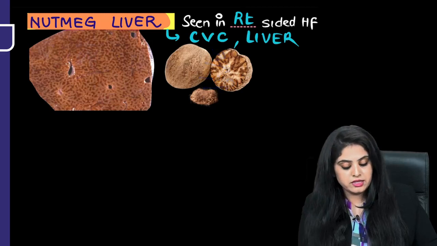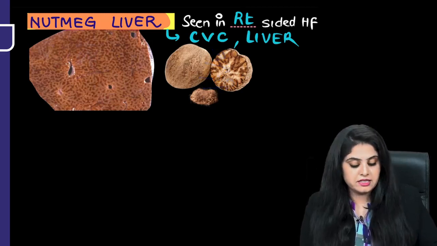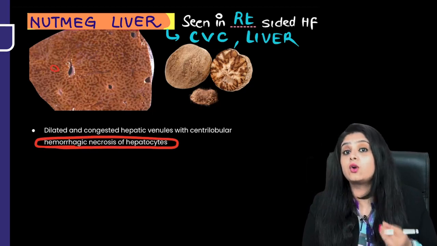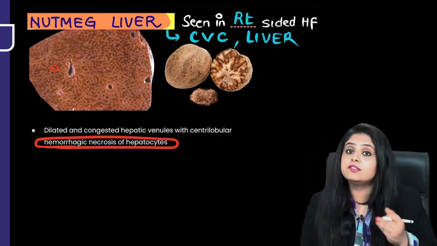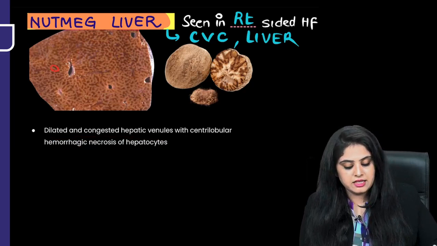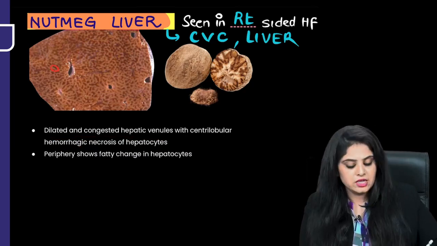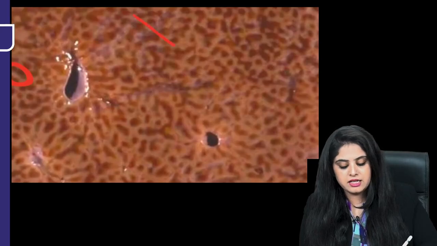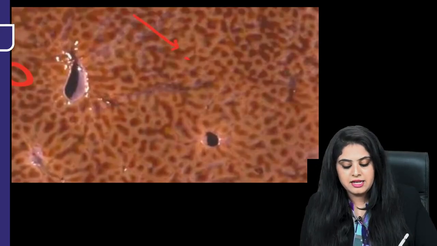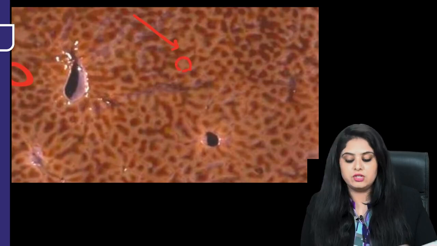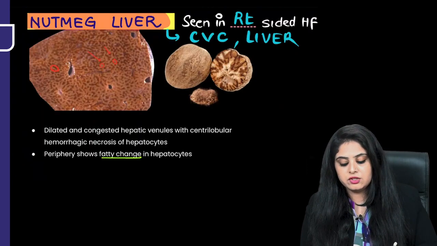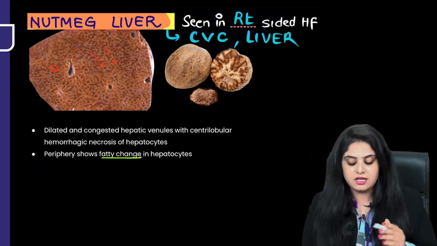I just want to tell you that this is a question that came in your previous year NEET exam: the dark areas that you have over here are the ones showing hemorrhagic necrosis. They ask you which is the necrotic part. The hemorrhagic necrosis is the dark area, whereas the lighter area is nothing but fatty change. So repeating, this dark area is hemorrhagic necrosis, and the light area is fatty change. Again, dark area necrosis, light area fatty change. That is the nutmeg liver, which is a chronic venous congestion seen in right-sided heart failure.